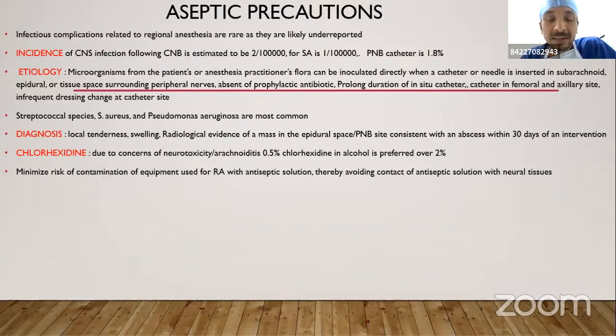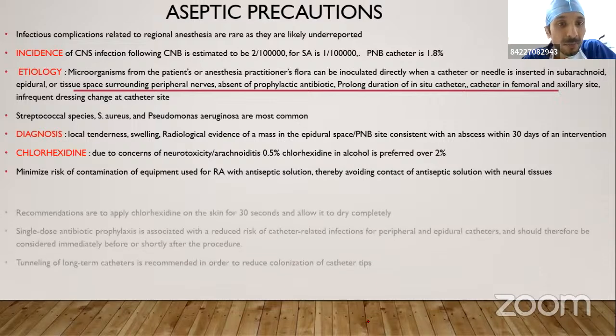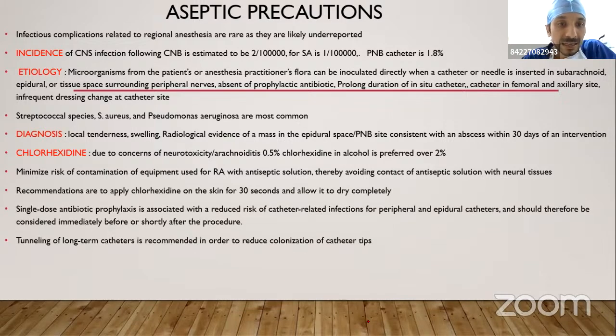It is said that even 2 drops, or 0.1 ml, of antiseptic at the site of the nerve block or within the nerve can cause adhesive arachnoiditis. How can we prevent all these complications? We should minimize the risk of contamination of equipment used for regional anesthesia with antiseptic solutions and avoid their coming in contact with neural tissue.